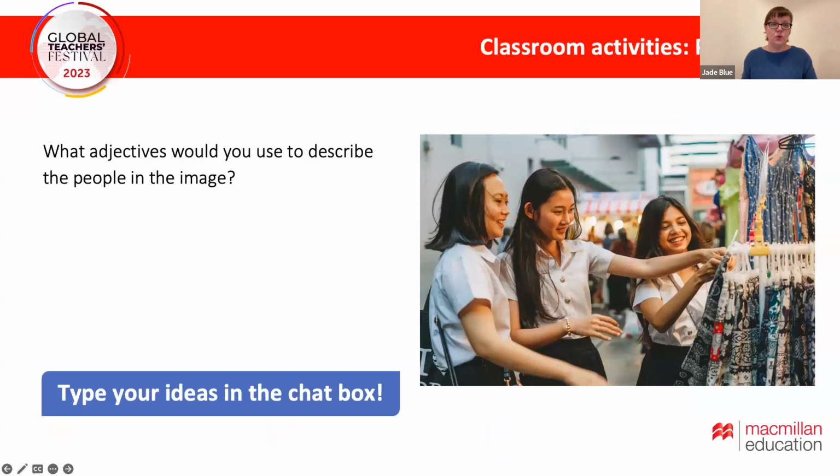So this activity is called Perspectives. So have a look at the picture on your screen here. This picture was taken in Siam Square in Bangkok, in Thailand. And I'd like you to think about what adjectives would you use to describe the people in the image. So just share your ideas with us in the chat box.